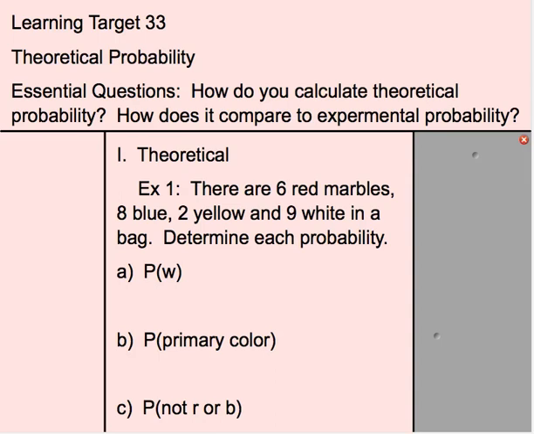All right, so we've got a bunch of marbles in a bag. What's the probability that if we randomly grab one marble out, it is white? So first, determine the number of outcomes in that event. Well, there are 9 white marbles.